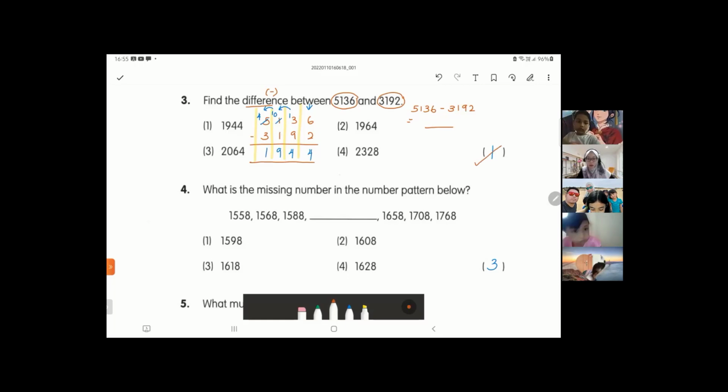Muhammad is correct. Number is not Muhammad just now. Who is just now, the boy? Iskandar. Sorry. Okay, Muhammad is the number 4.